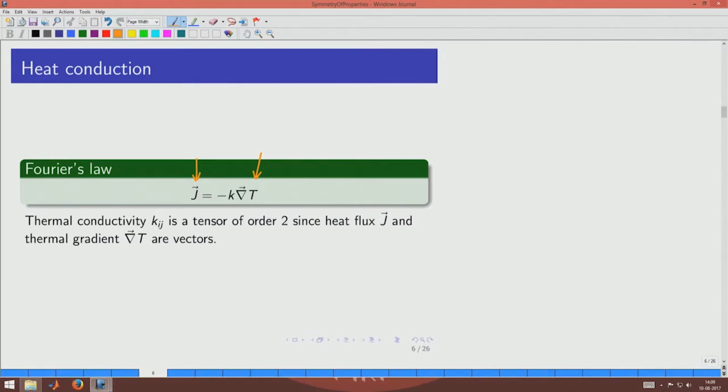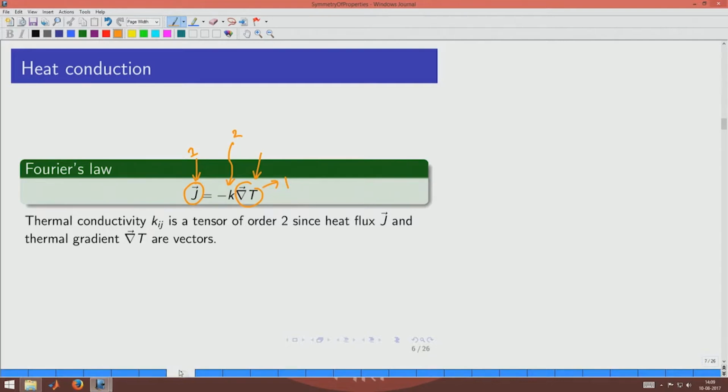Now, from this equation, if we were not to know about tensors at all, we may say that K is perhaps just a number, that is, a scalar. But when we know the quotient theorem, we would say that because nabla T is a tensor of order 1 and flux is also a tensor of order 1, both are vectors, the maximum order that can be given to the quantity K would be 2. So, we can think of the thermal conductivity as a tensor of order 2.